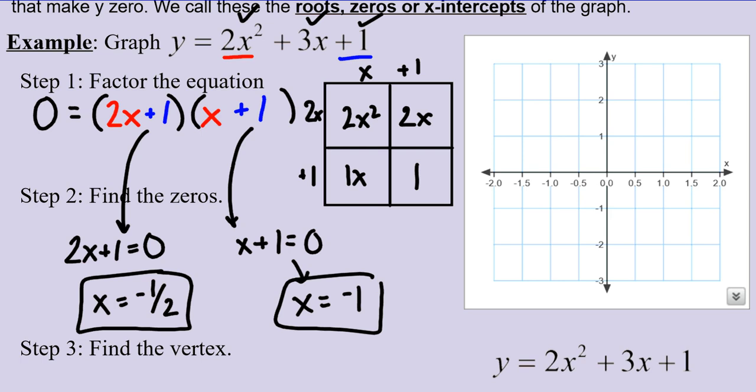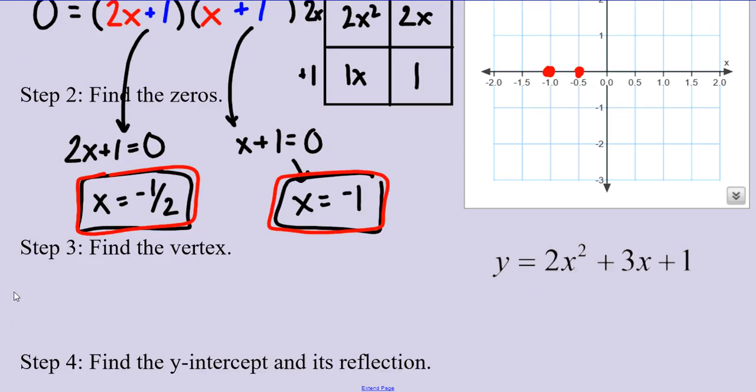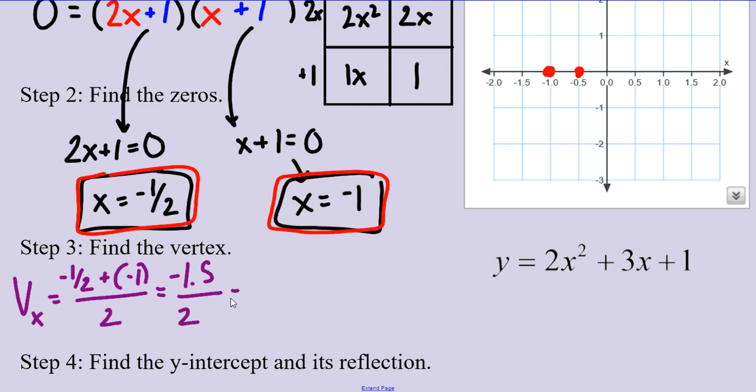Let's do them in red. So these are going to be shown in red. -0.5, -1. My vertex has to be halfway between. You should just be able to see halfway between is -0.75. If you can't see that, you need to find the average. That's how you find halfway between. You add 2 items together and divide by 2. That's going to make -1.5. Divide by 2, I get negative 0.75.